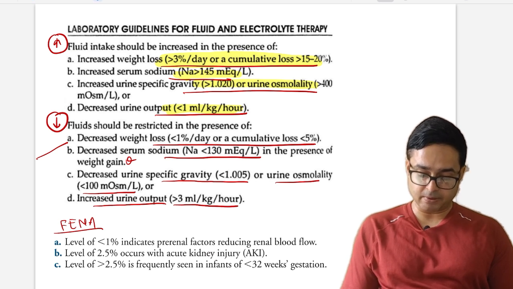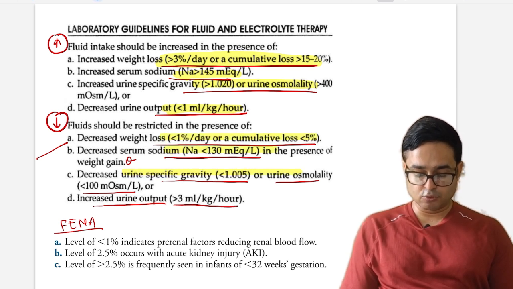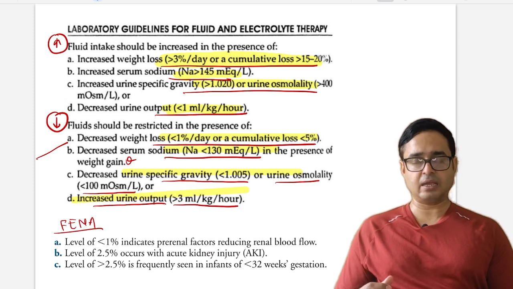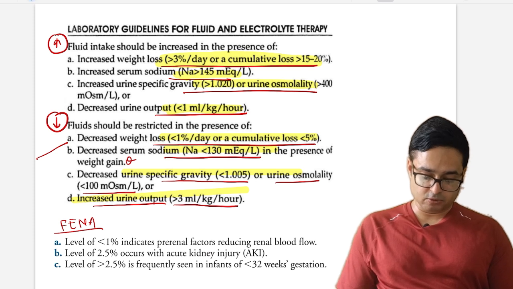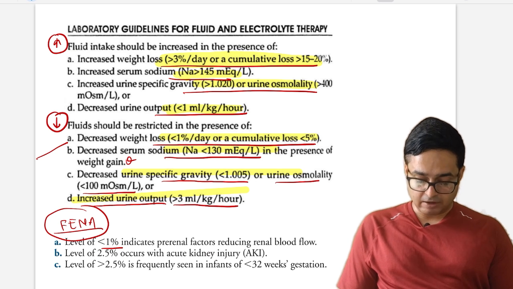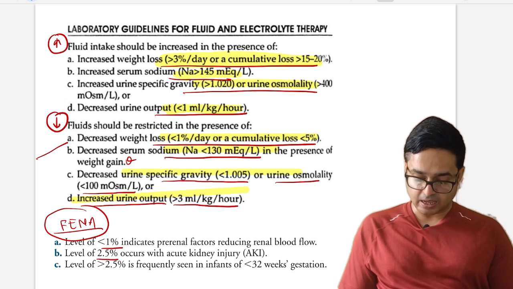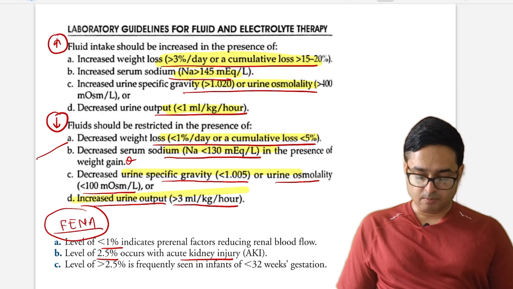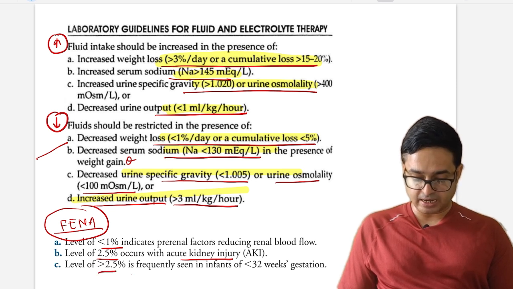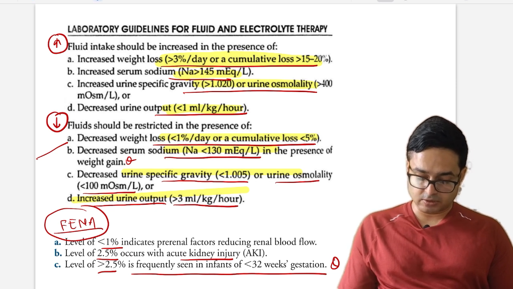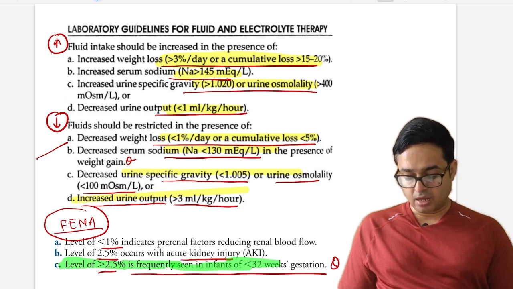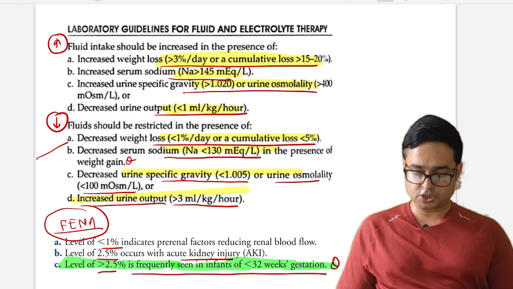Okay, so this is simple, this is logic based. You have to just go through this list once again and you will be good enough to go. Okay, FENA, all we know, this is actually less than 1%. This is pre-renal AKI. Level 2.5%, it is acute kidney injury. Okay, more than 2.5% is frequently seen in infants less than 32 weeks of gestation. I want to draw your attention to this line. Level more than 2.5% is frequently seen in infants less than 32 weeks of gestation.